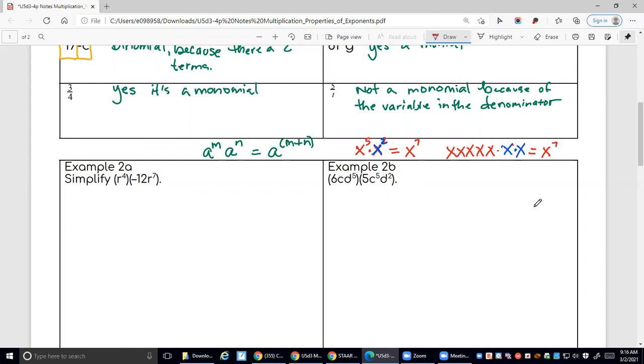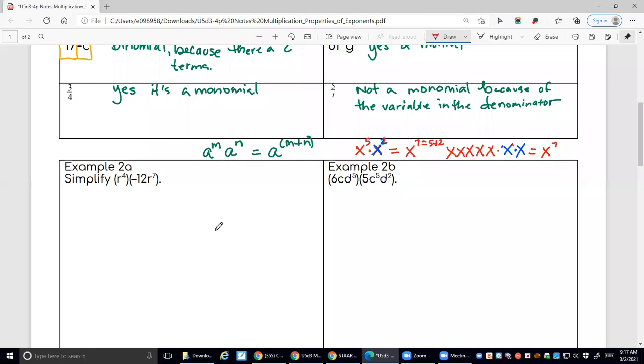Does that make sense? How it's the same thing, except that we don't want to have to write it all the way out. We want to work smarter and not harder. And we simply know that we can add the exponents. We can say 5 plus 2. Okay? All right. So let's go ahead and do this.